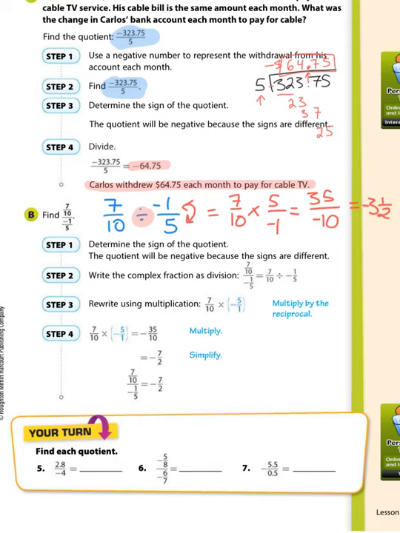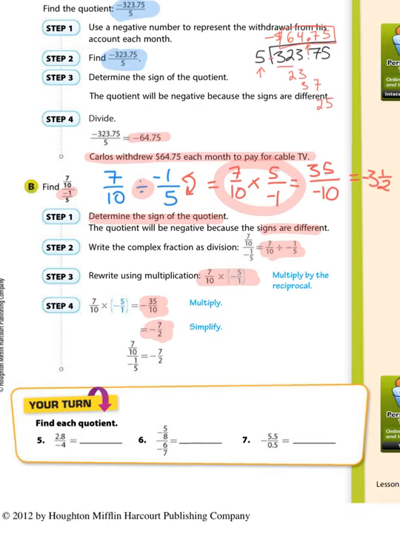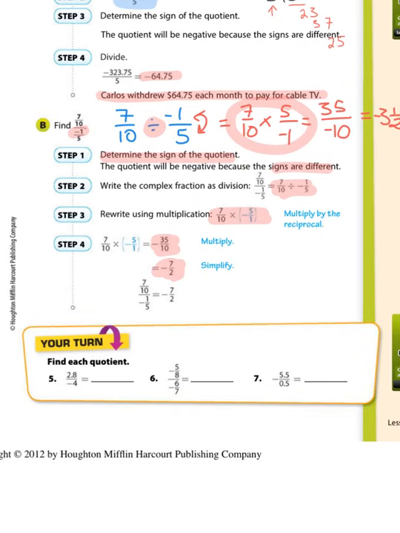So the steps that they walk us through, the first one is determine the sign. Because there's one negative in the original problem, there's going to be a negative quotient. If you're dividing with numbers of different signs, the quotient will be negative. The signs are different. Write the complex fraction. So we started with this. We have that right up there. And then we rewrote it as multiplication. We have that right here. And then our answer is going to be negative 35 over 10, which we can simplify to negative 7/2 or negative 3.5. All right, pause the video, try numbers 5 and 6 on your own.